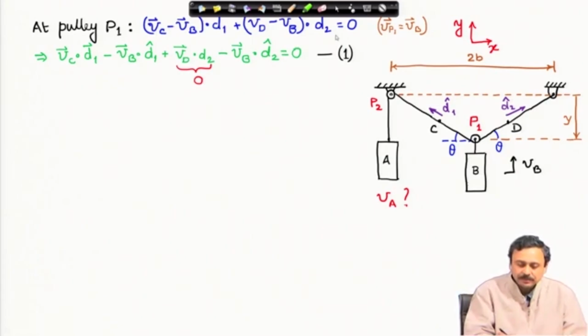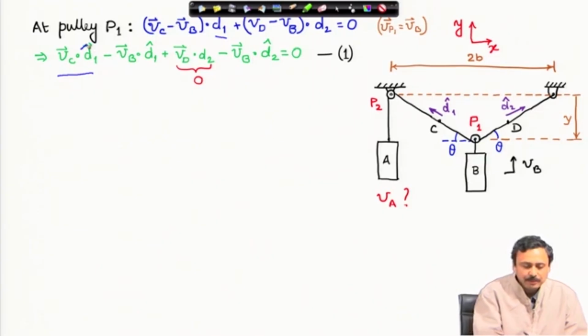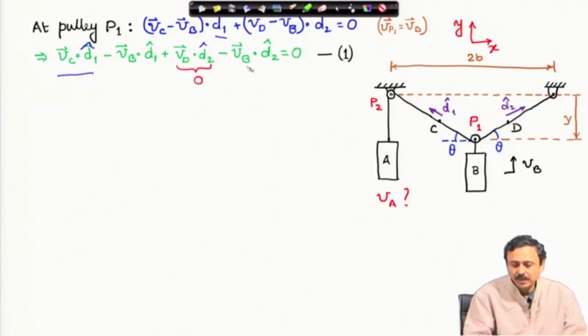Now I open up the bracket, use distributive property. The first term is simple, Vc dot d1 cap, minus Vb dot d1 cap, plus Vd dot d2 cap, minus Vb dot d2 cap.